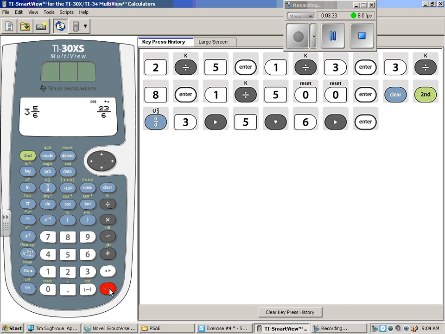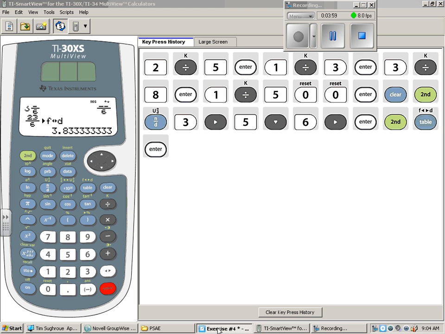But now if we want to make it into a decimal, all we have to do is second this key right here. Second table key. Notice behind it, it says F arrow D. That means fraction to decimal or decimal to fraction. You can go either direction. Hit enter, and we get 3.83 repeating. Okay? So let's fill it in our notes.